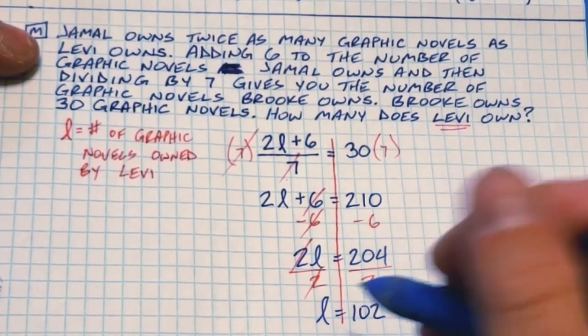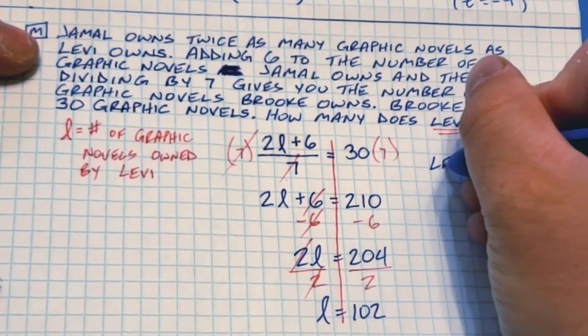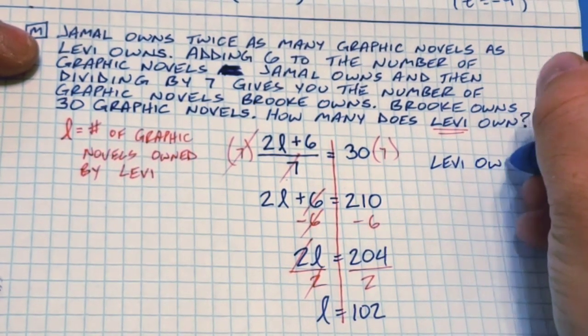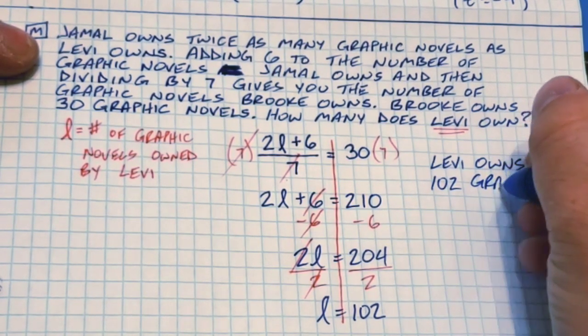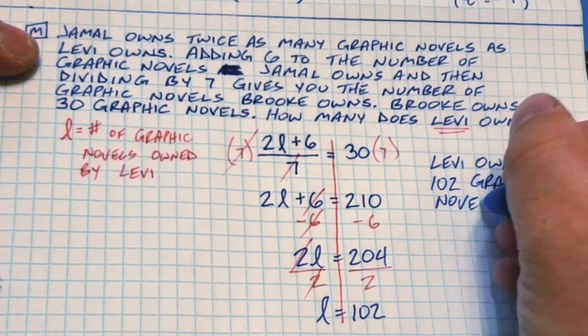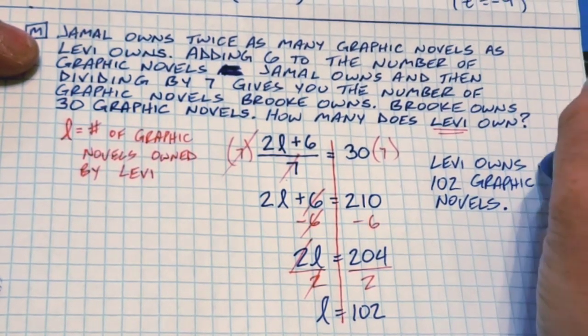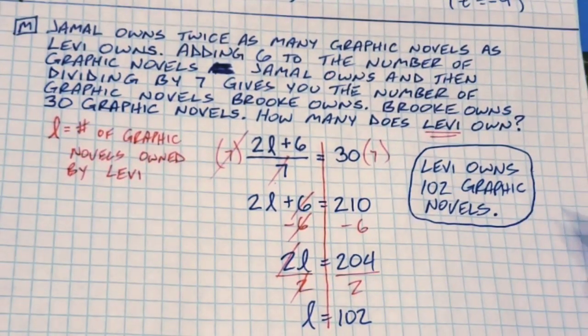All right, what was L? L was how many graphic novels Levi owns. So Levi owns 102 graphic novels. All right. Easy peasy. Let's look at my other one.